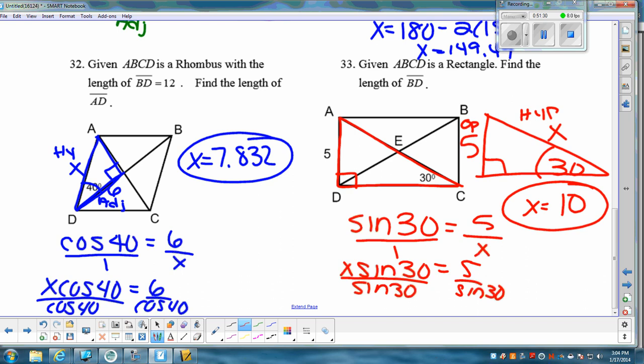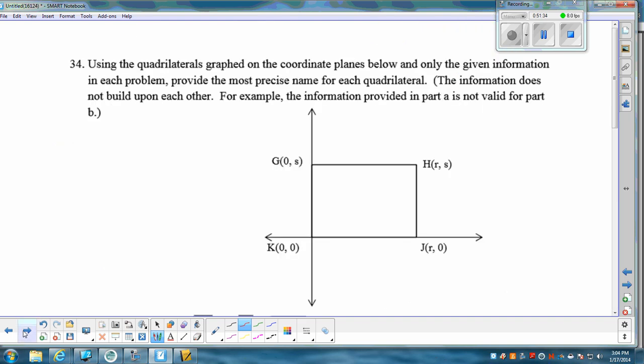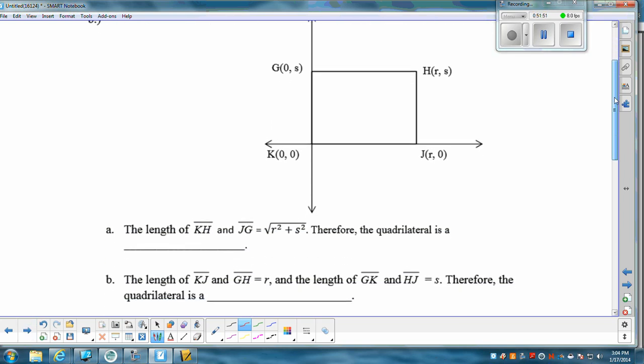All right, so now for one of the more confusing questions in the packet. It's only confusing if you don't read the directions. So make sure you read those carefully. We're using the quadrilaterals graphed on the coordinate plane below, and only the given information in each problem to provide the most precise name. And the information does not build on each other, and we'll see what that means.